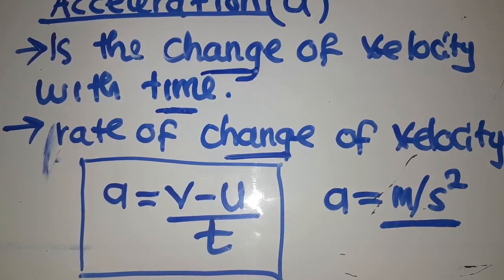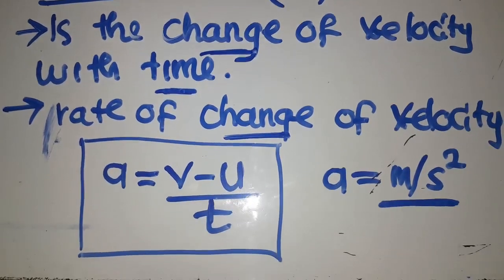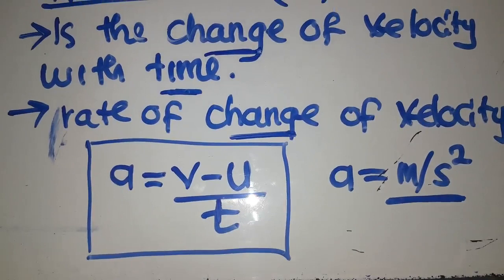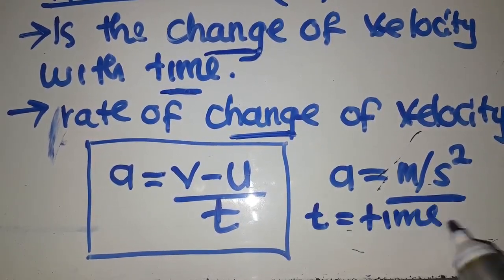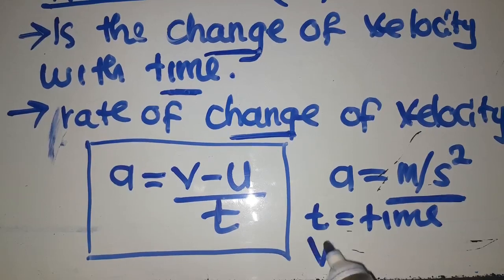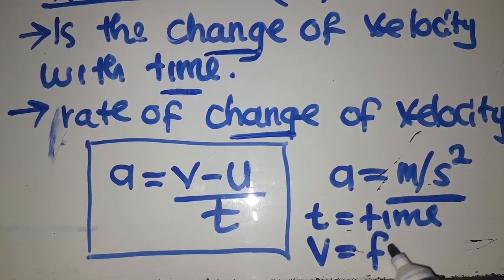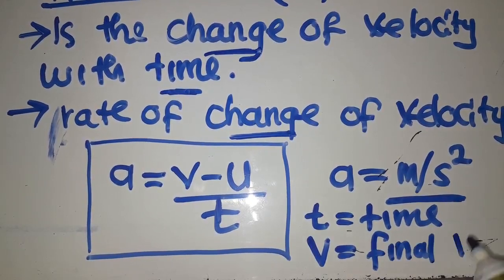So you know that in this formula, A is measured in what? Meter per second squared. We've got the T. What is our T? Our T is time. We've got V. V is what? Final velocity. So you write it: final velocity. That is your final velocity.